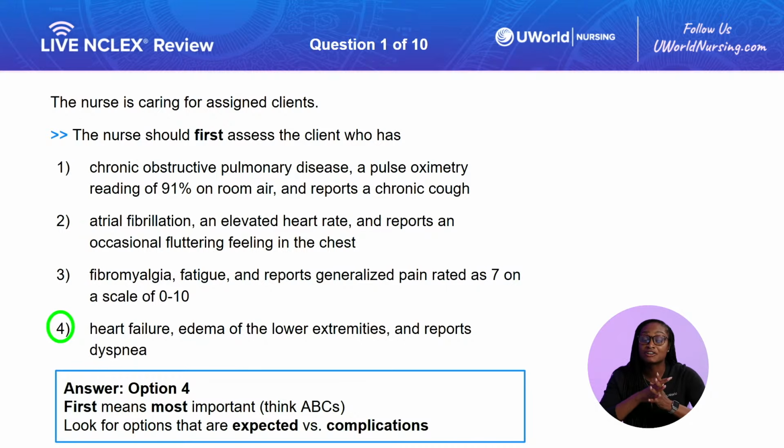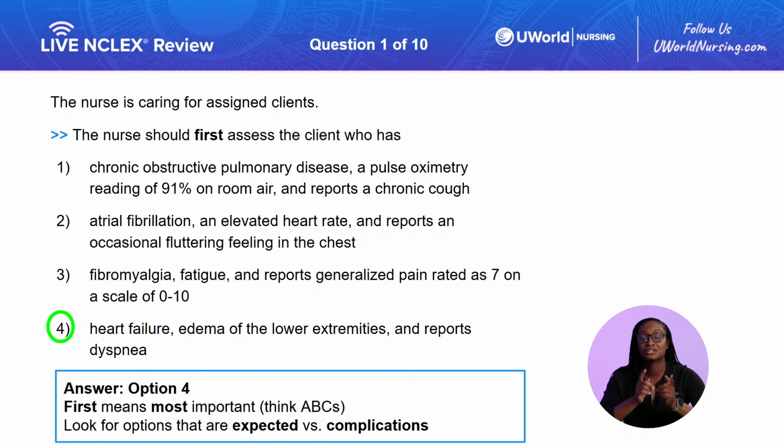Option 4, heart failure, edema of the lower extremities, reports dyspnea. Heart failure is a progressive condition characterized by impaired ventricular function that leads to decreased cardiac output and inadequate tissue perfusion. So as that blood backs up into the lungs and out of the systemic circulation, it can cause fluid overload in the lungs and cause that shortness of breath. So this is a complication, not an expected finding. We never want to get to that point. We need to intervene in this case because that shortness of breath is indicating that we're having fluid overload onto the lungs, which means that heart failure is getting worse.